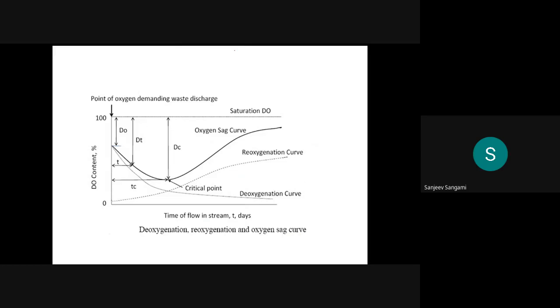So take this one stretch of river. So then assume that we are discharging wastewater at some point.